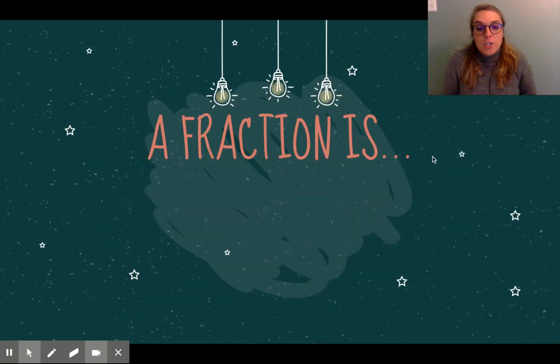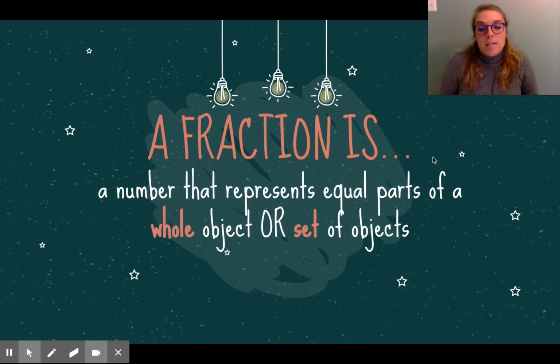We know what a fraction is, and just like we did in class, when I repeat something, you need to say it out loud. So a fraction is a number. A fraction is a number that represents equal parts of a whole object or set of objects.